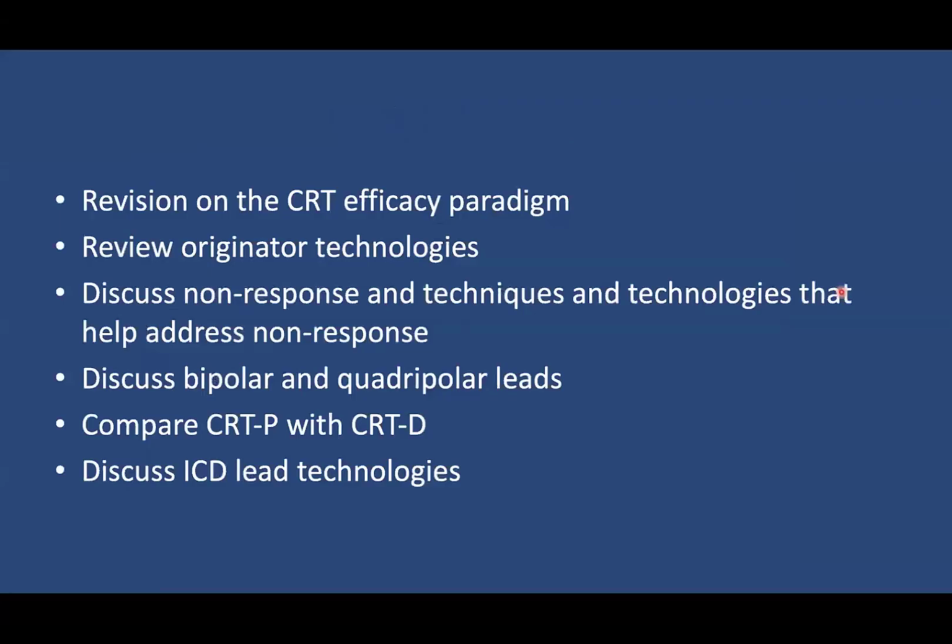I set out to revise the CRT efficacy paradigm, to review the originator technologies, and to discuss non-response and techniques and technologies that help address non-response. We talked a little bit, as promised, on bipolar and quadrupolar leads and compared CRTP with CRTD and discussed the ICD lead technologies.